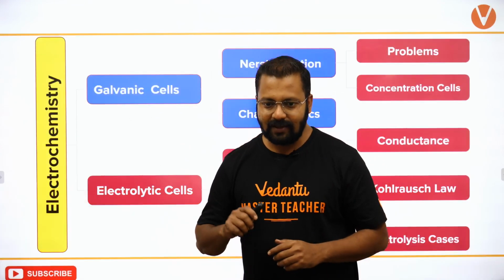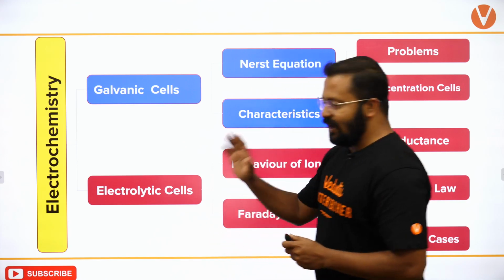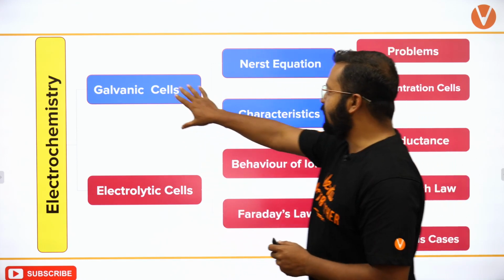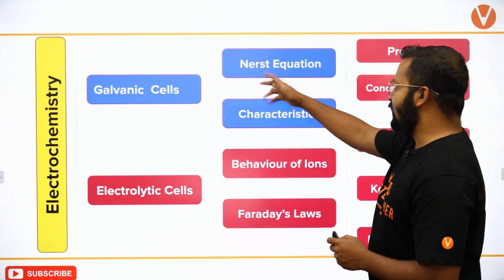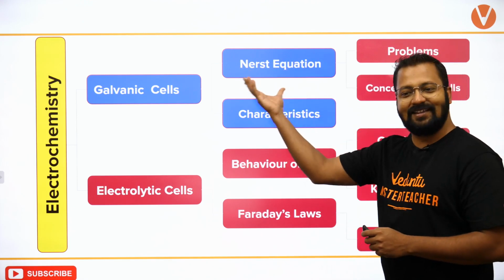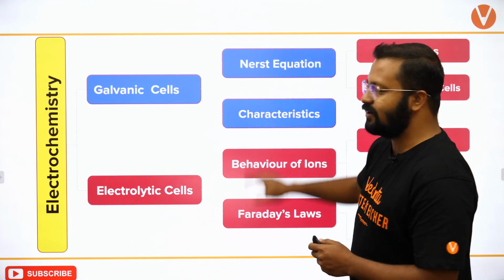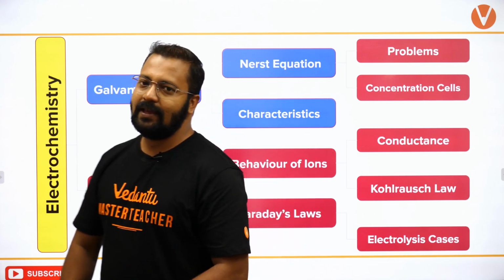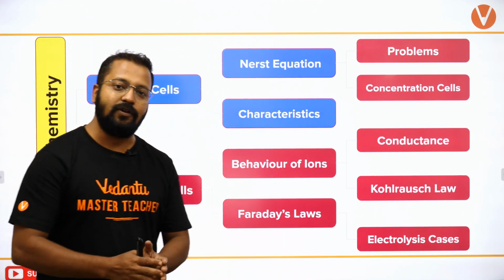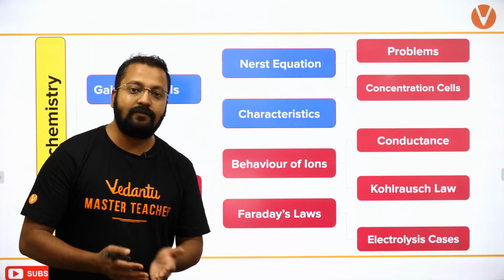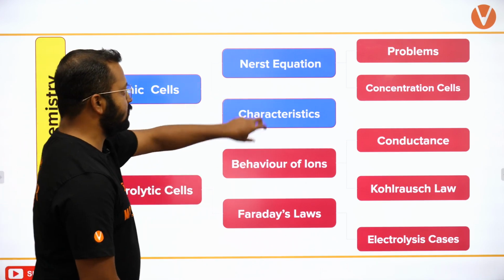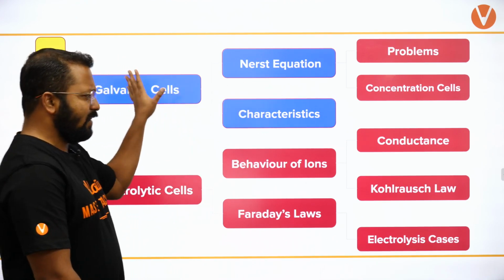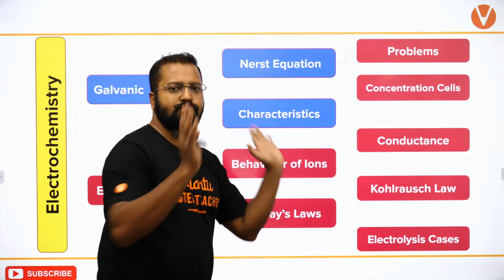Okay? So what have we done until now? We have done galvanic cells. So today, in the last session the Nernst equation came up. Today we have to finish the Nernst equation completely and we would be discussing the characteristics of Nernst equation. What are the different characteristics of Nernst equation and what are the different characteristics of a galvanic cell? We have covered this a little in the previous class.